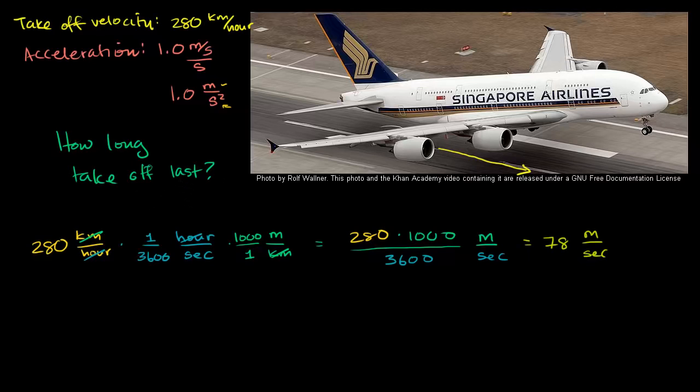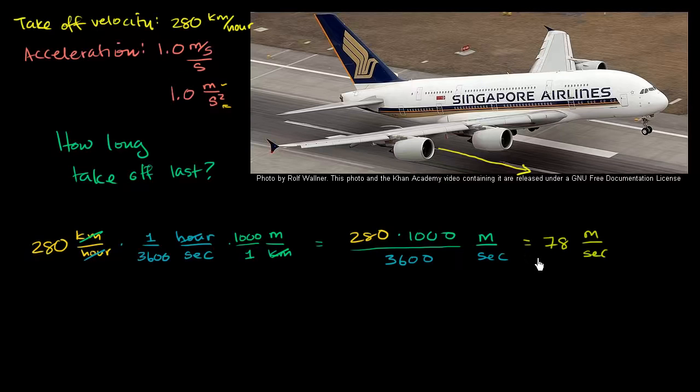Well, we could just do this in our head if you think about it. The acceleration is 1 meter per second squared, which tells us after every second, it's going 1 meter per second faster. So if you start at a velocity of 0, then after 1 second, it'll be going 1 meter per second. After 2 seconds, it'll be going 2 meters per second. After 3 seconds, it'll be going 3 meters per second.